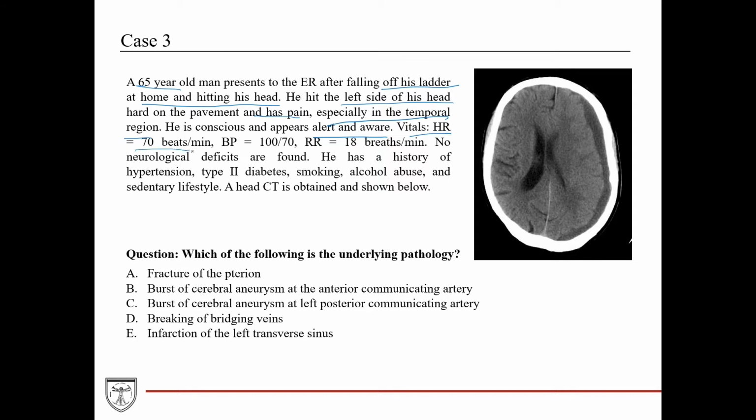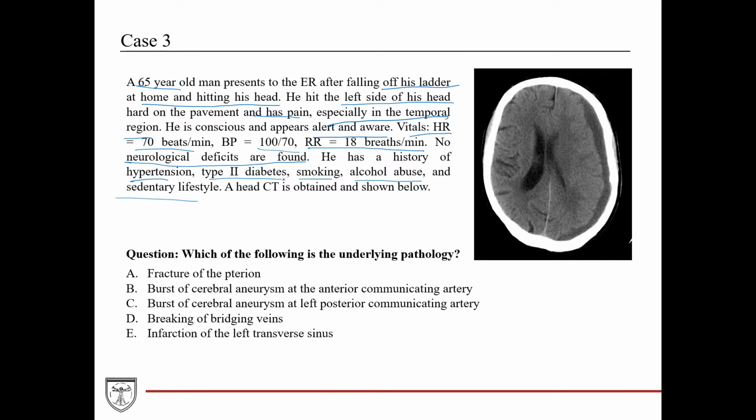Vitals: heart rate 70 beats per minute, so that's pretty much normal. Blood pressure is a little low at 100/70, but it's not like he's going into shock or anything like that. He's breathing kind of fast, but that's not surprising. He could just be anxious. No neurological deficits are found. However, he has a history of hypertension, type 2 diabetes, smoking, alcohol abuse, and sedentary lifestyle. So he's not a very healthy person.